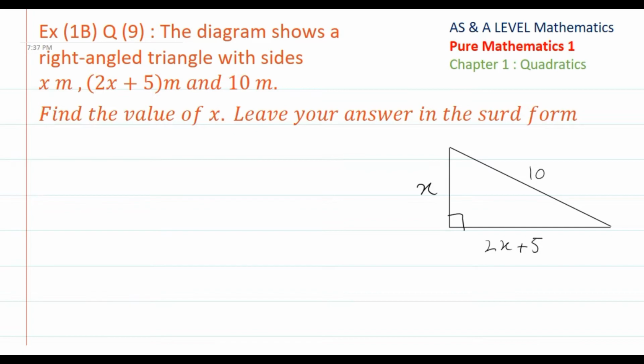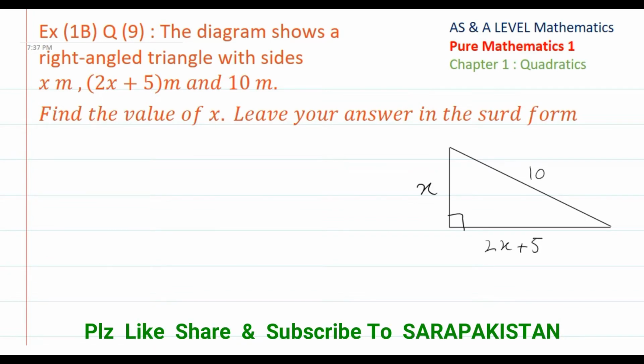Today we will solve question number 9, exercise 1B. The diagram shows a right angle triangle with sides x meters, 2x plus 5 meters and 10 meters. Find the value of x and leave the answer in surd form.